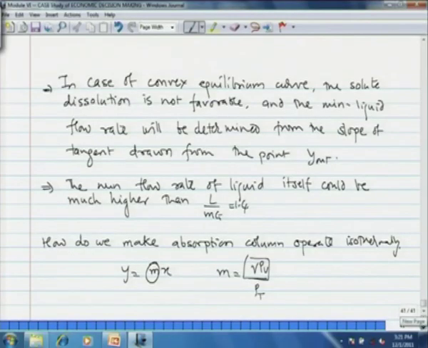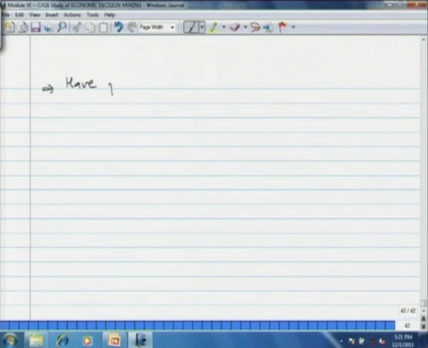If I keep the temperature of operation constant, then both gamma and PV are likely to be constant, and therefore, the equilibrium curve is likely to be a straight line for which I can apply the Kremser equation. Now, how do I make sure that my absorption column operates isothermally? Obviously, I will have to take care of the heat transfer, have a proper heat transfer system so as to control the temperature rise.